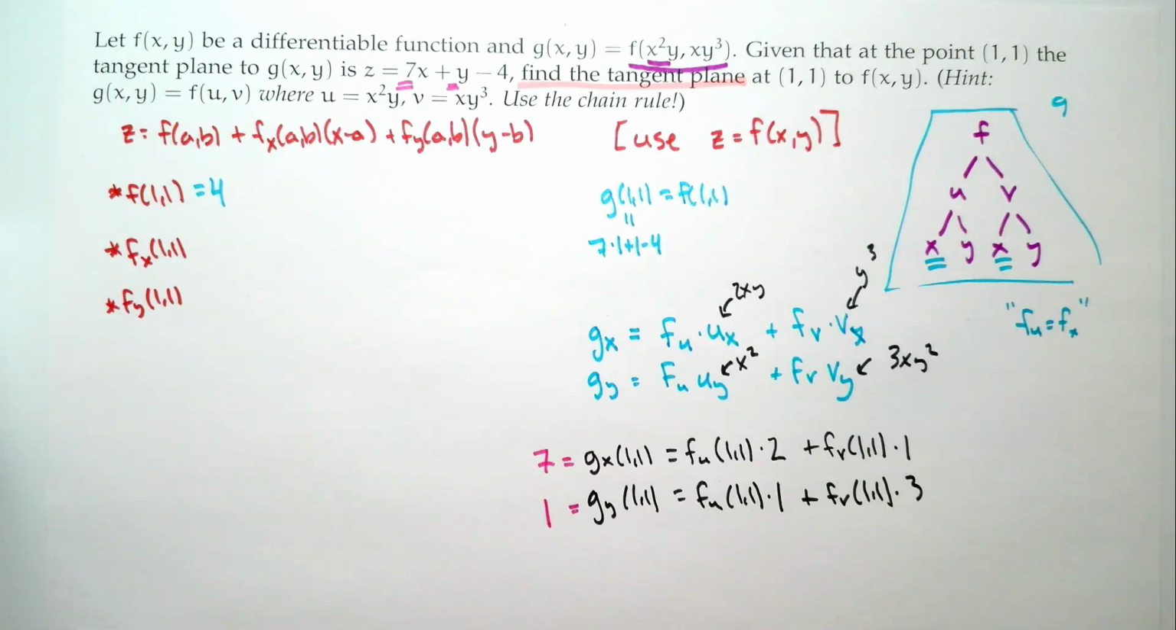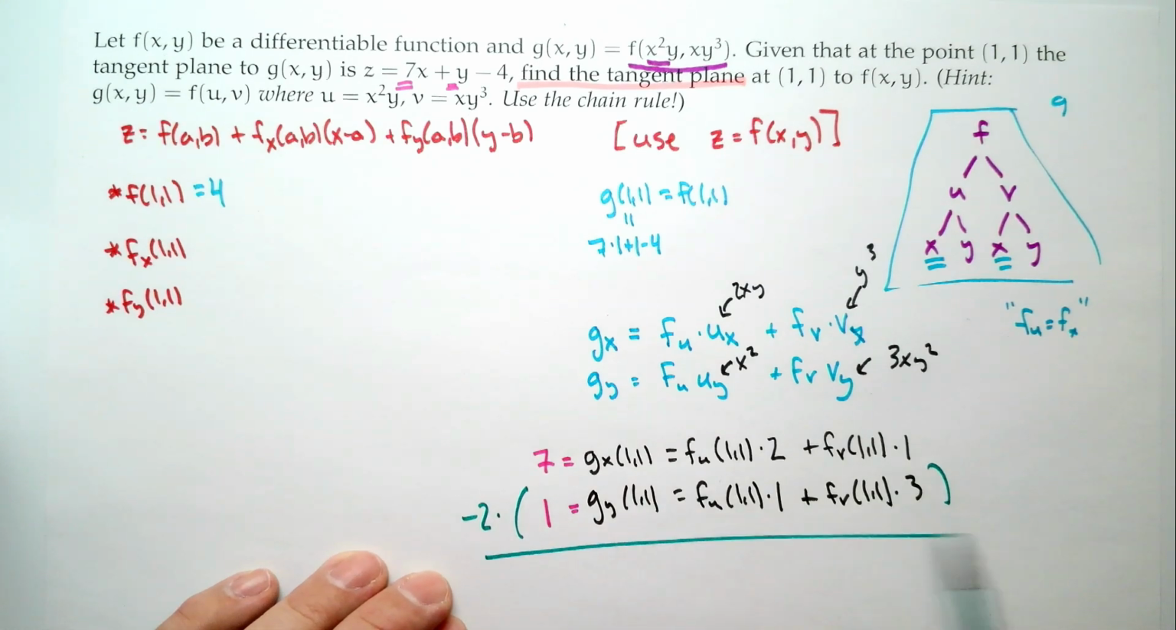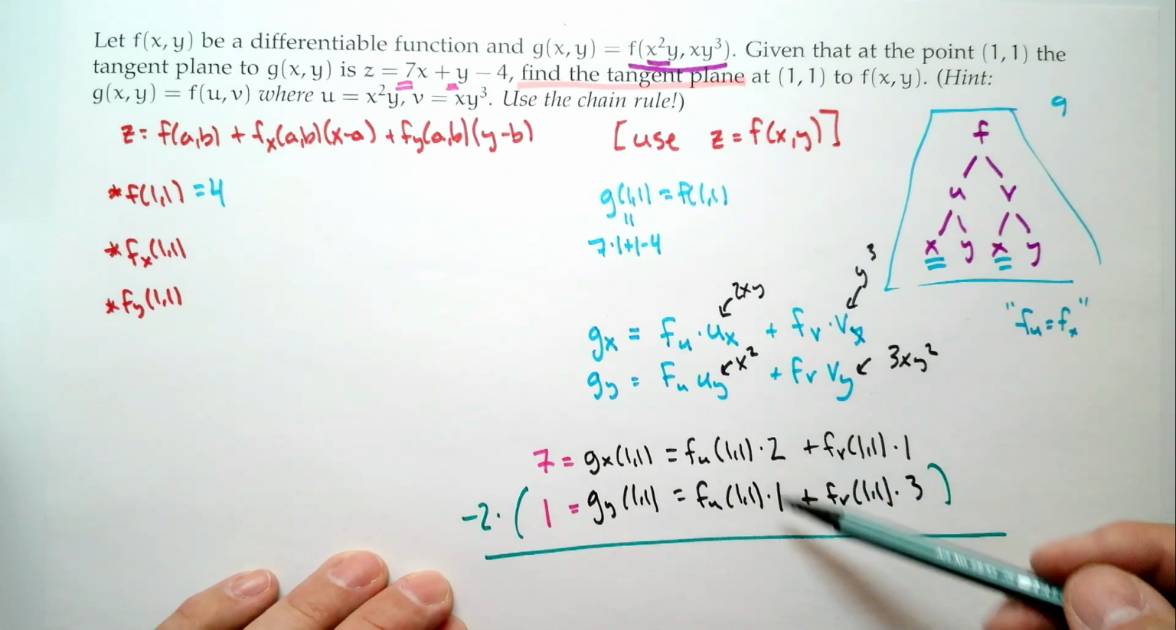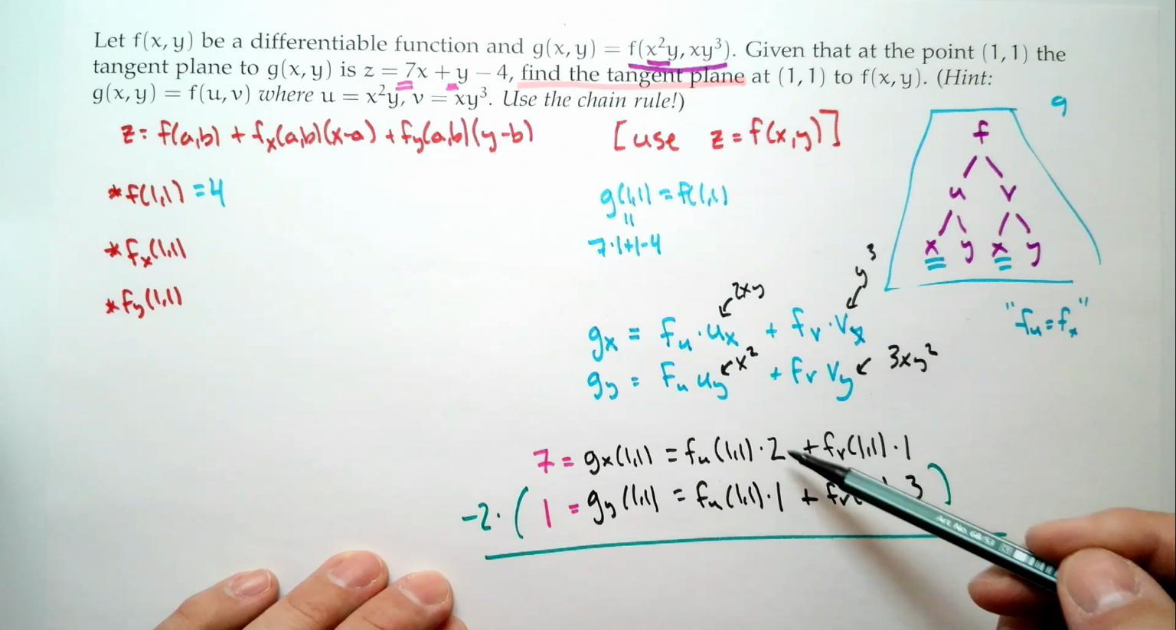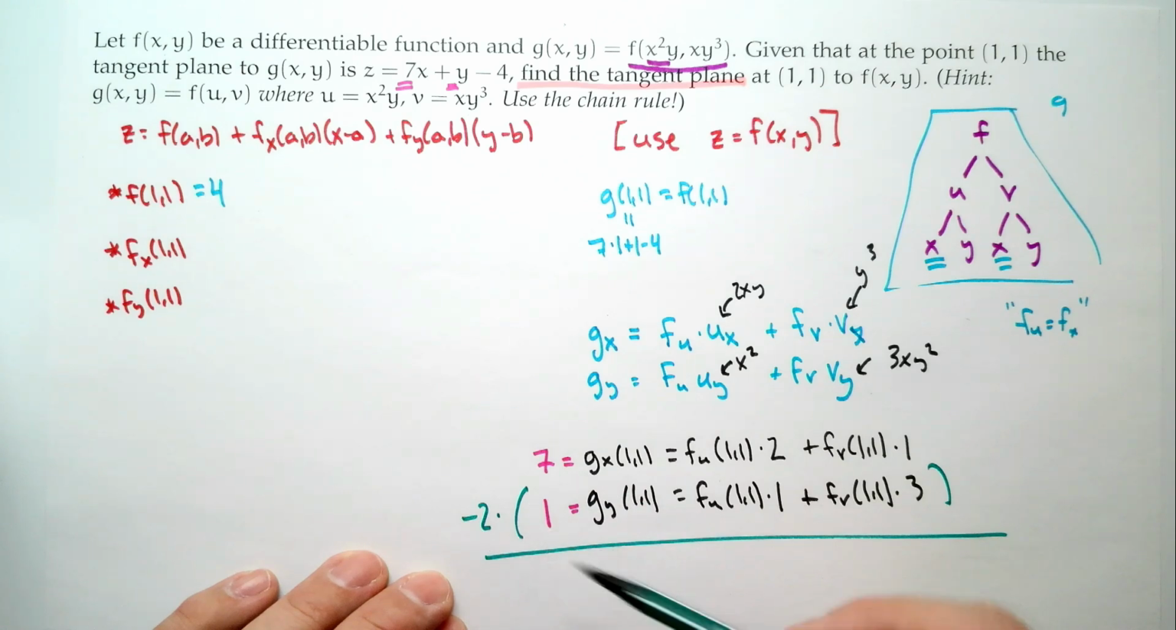So now we have 2 equations with 2 unknowns, these partial derivatives, and we do what we often do. We say, okay, well, let's suppose we take the first equation and we minus 2 times the second equation, and we combine. The reason I'm doing minus 2 is I want to cancel something off, so I'm going to cancel off the f sub u's.